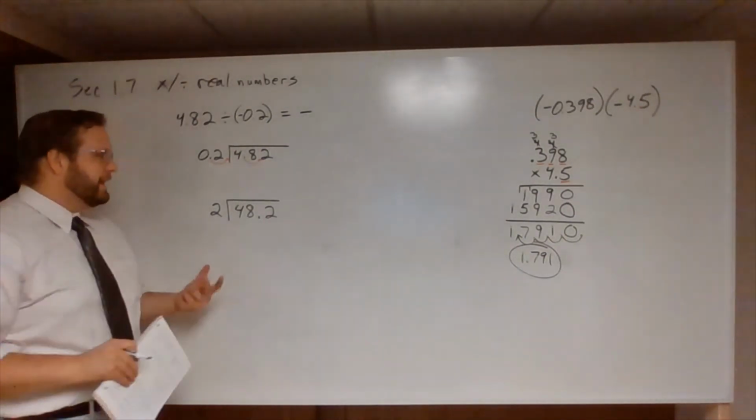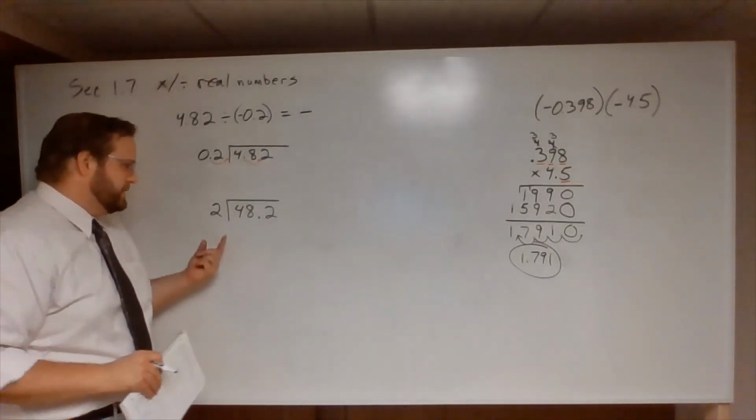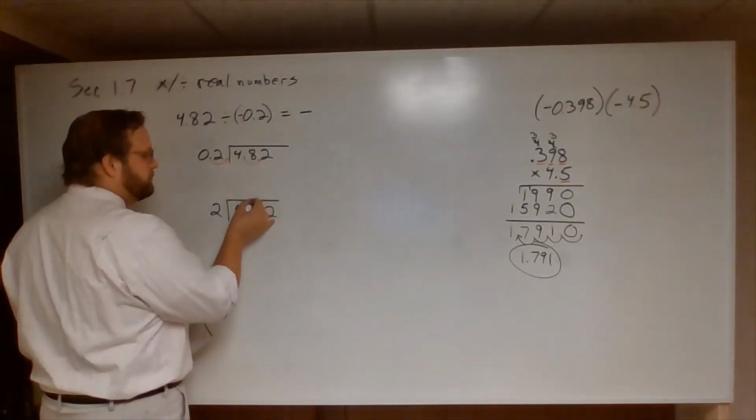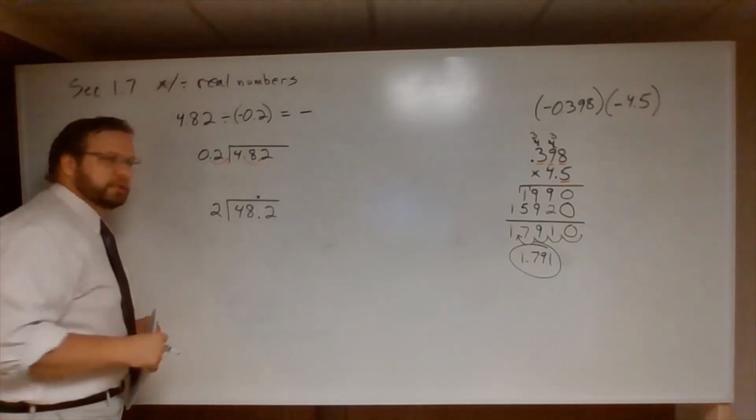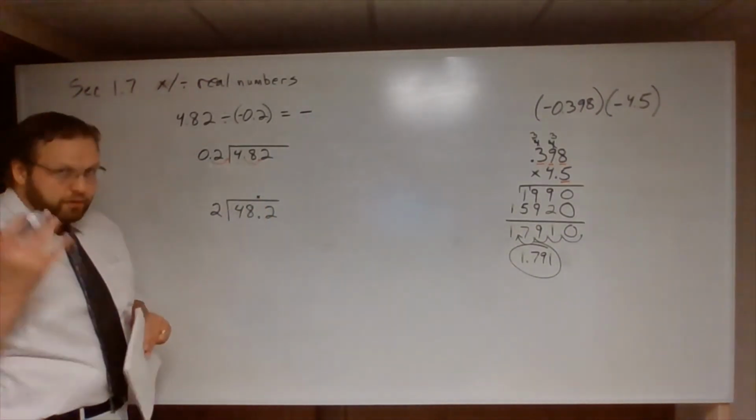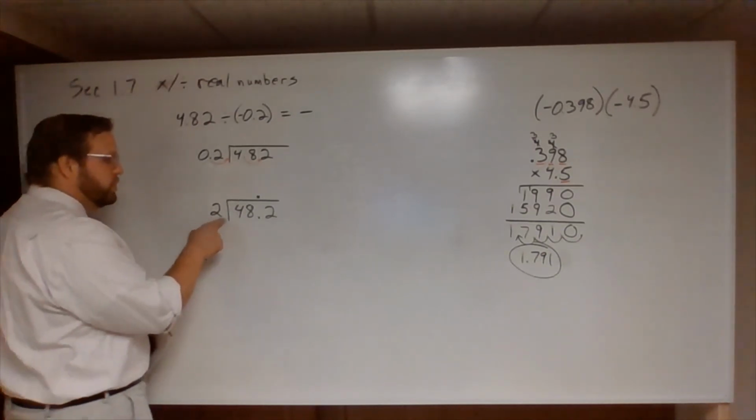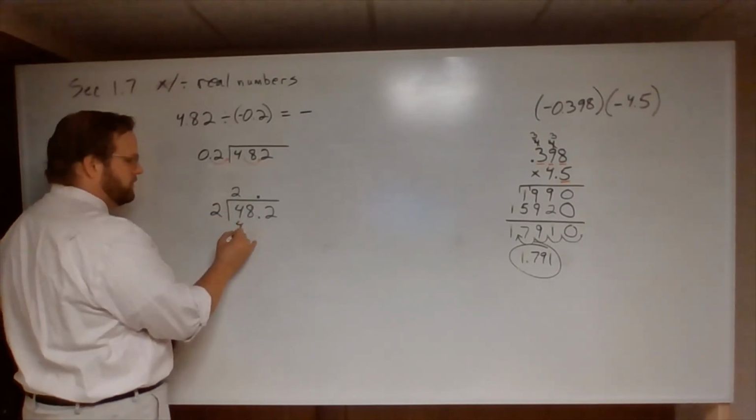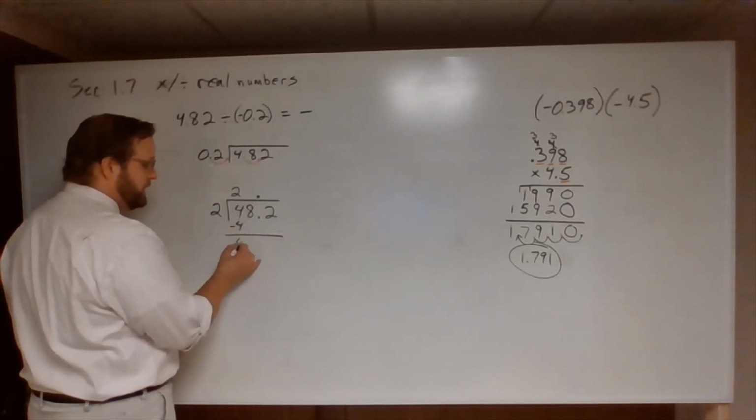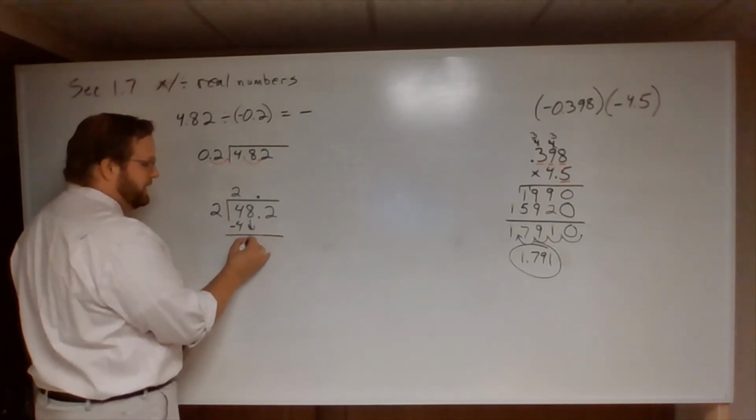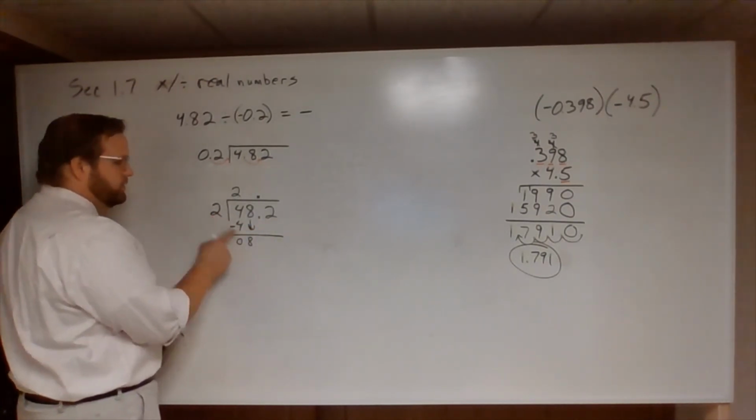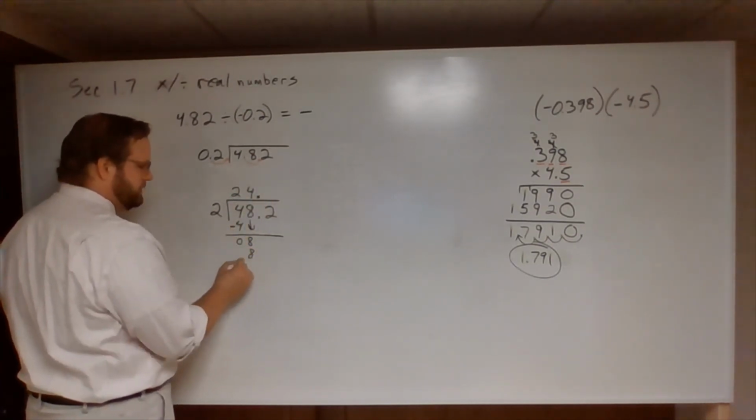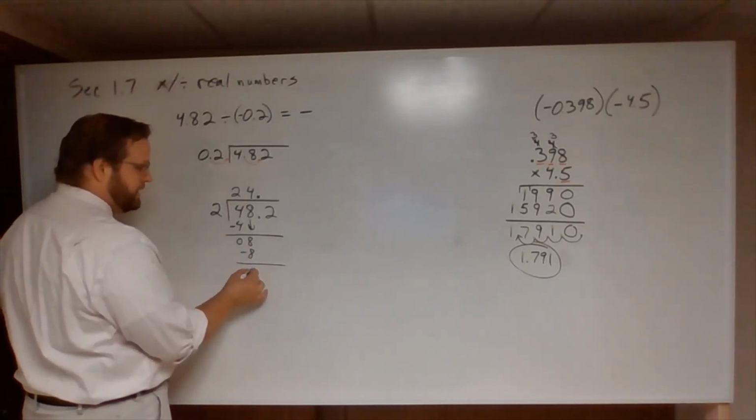Okay. Now, at this point, I'm dividing this like I normally would. This is like a 482 divided by 2. Okay, that decimal simply gets brought up into the answer like so. Now I just go through the normal division. 2 goes into 4 twice. 2 times 2 is 4. I subtract, I get nothing. I bring down that 8. 2 goes into 8 4 times. 4 times 2 is 8. I subtract, I get nothing.